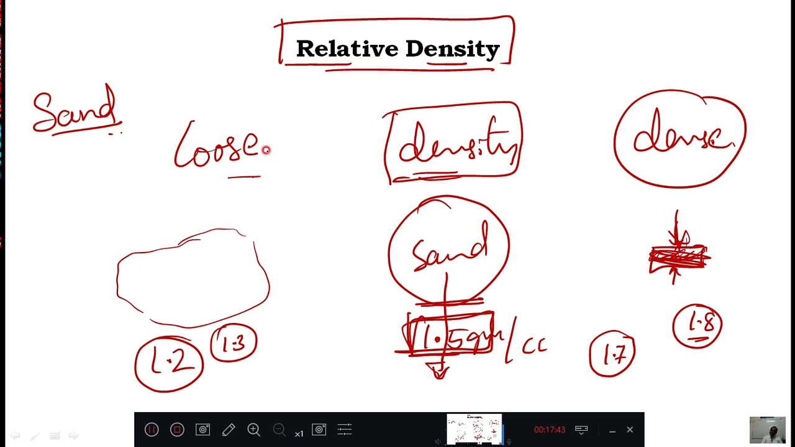Therefore, this also I will explain in offline mode. When asked what relative density is, just remember this concept: we are comparing the field density of the sand between its loosest state and its densest state. That is expressed as e max minus e divided by e max minus e min, expressed as a percentage.